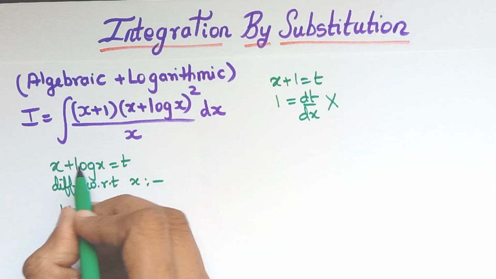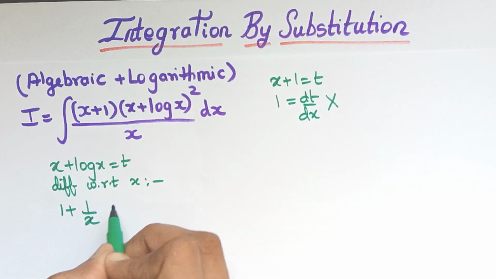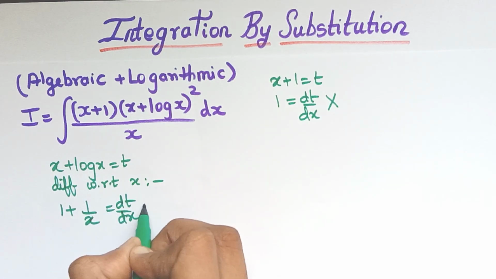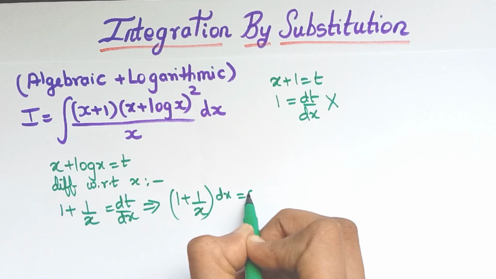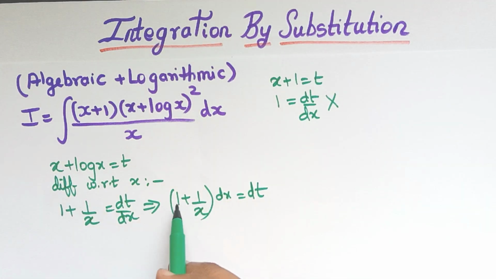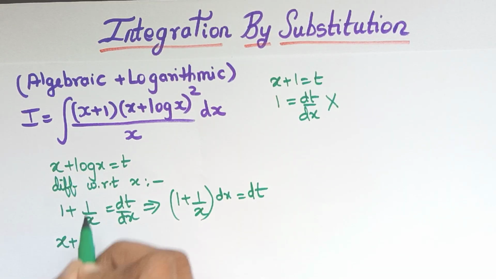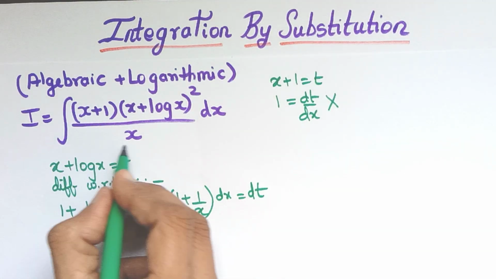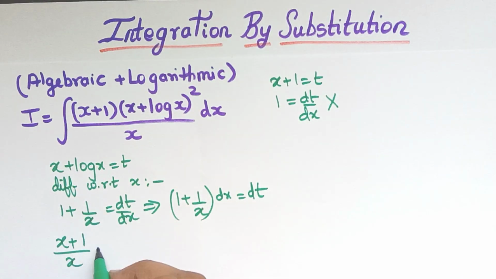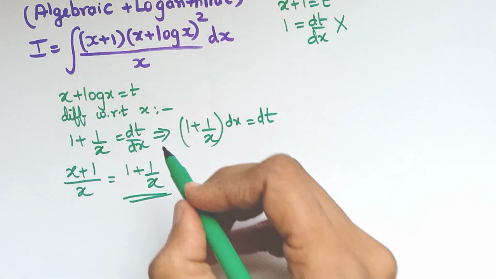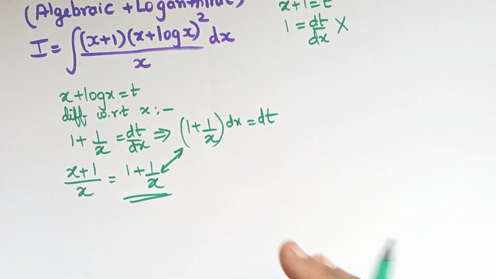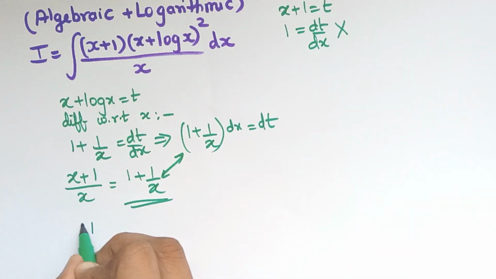So I'll get 1 plus derivative of log x, which is 1 by x, equal to dt by dx, which means 1 plus 1 by x dx equal to dt. Now the question is, where is 1 plus 1 by x over here? Well, let me see, friends. Now x plus 1 divided by x is the remaining expression. Can I split it up? Yes, definitely I can split it up. So I'll get 1 plus 1 by x, and they both are the same. So it was simply hiding inside.